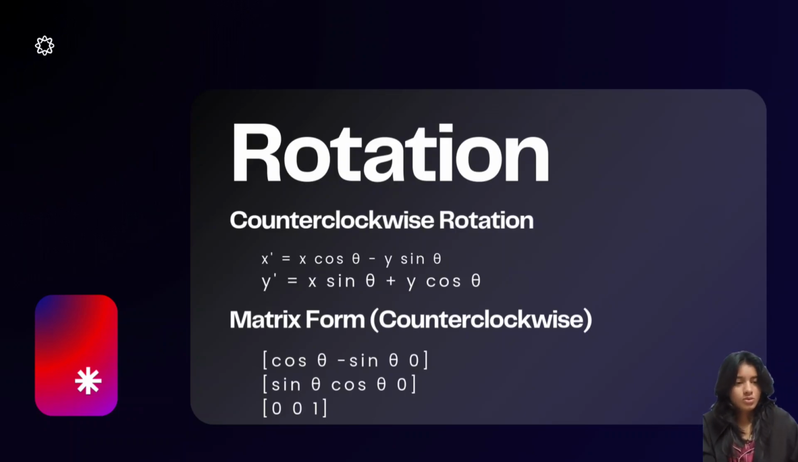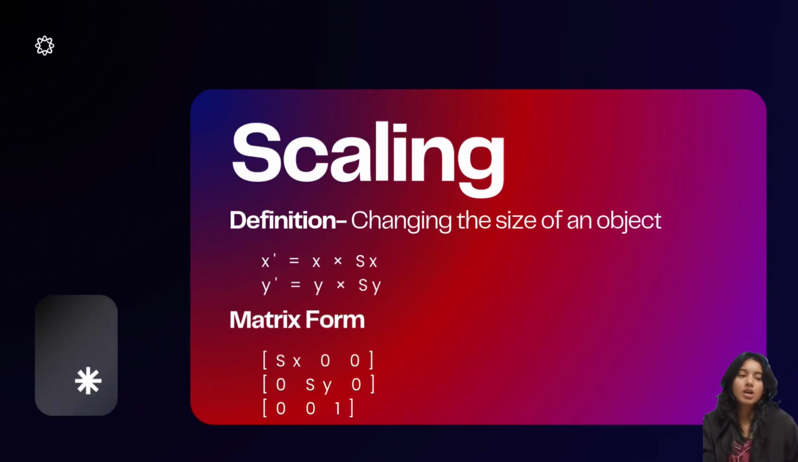Now we'll come to scaling. Scaling means changing the size of an object. So we'll write it as x dash is equals to x into sx and y dash is equals to y into sy. If we read its basic form, it will benefit us in future questions. Now its matrix form is sx, 0, 0 and 0, sy, 0. So we'll write in diagonal form sx, sy and 1.